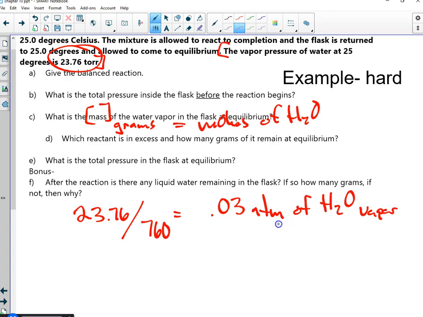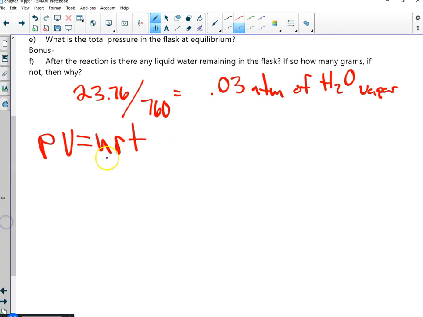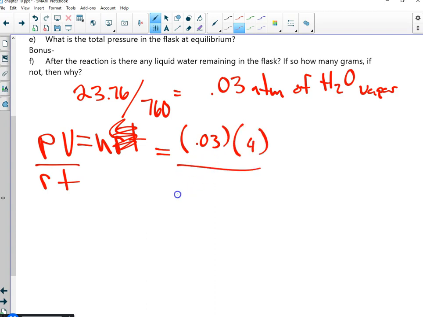Now, we need to get that to moles. So I need to solve for n. I'm going to put PV equals nRT because I don't want to screw my algebra up. Which means n will be equal to PV divided by RT if I take them to the other side. Many kids do that algebra wrong. Just write the whole thing out every time. So n is the pressure, which we found to be 0.03 ATM. The volume was still 4. R is 0.0821. And T was 298 after it reached equilibrium again.